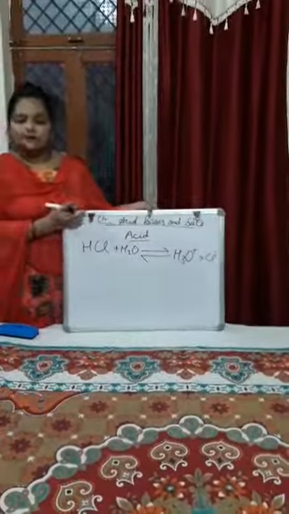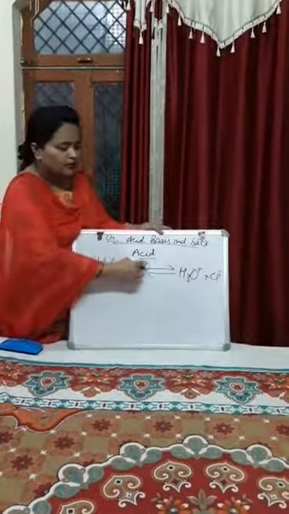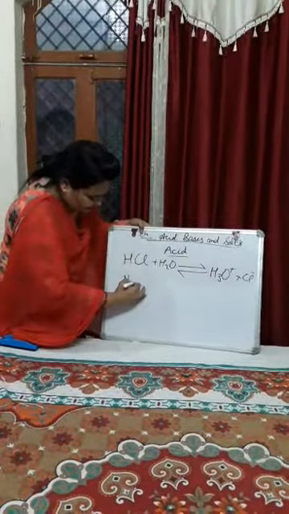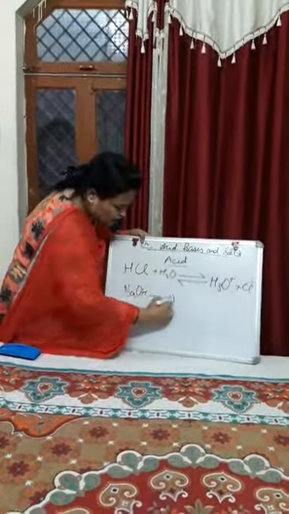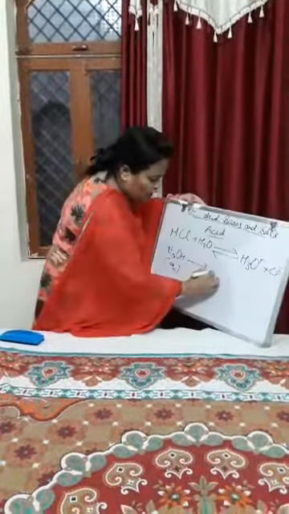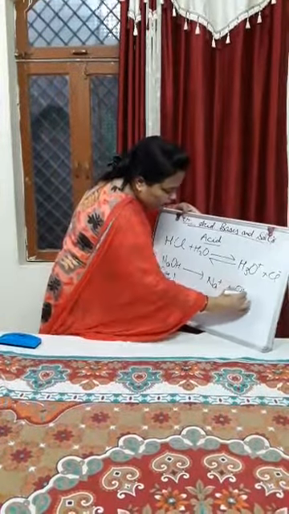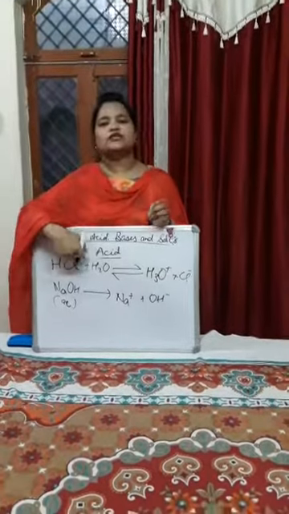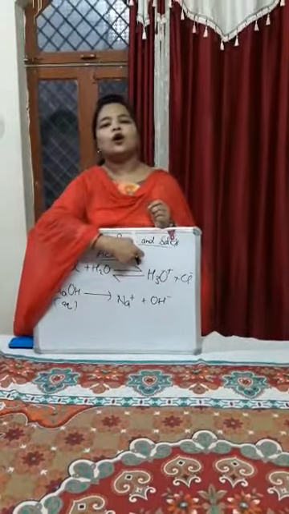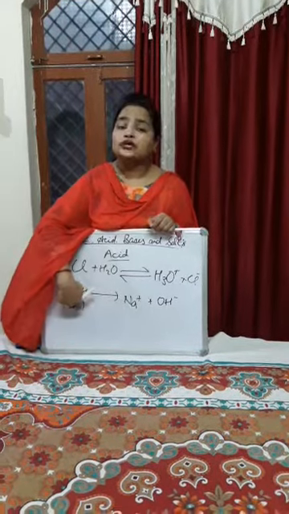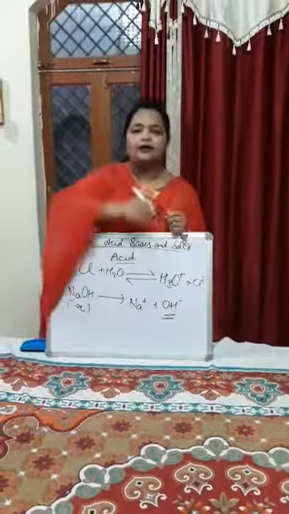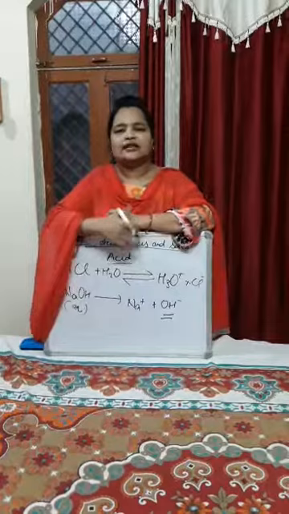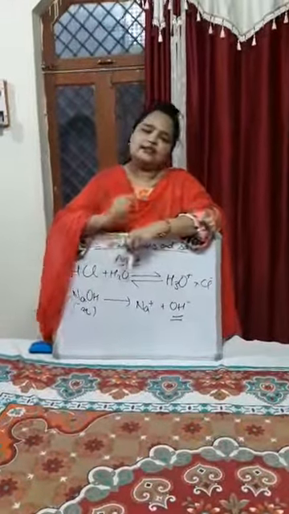So acids are those substances which on dissolution in water produce hydronium ion, and bases are the substances like NaOH, which when dissolved in aqueous form forms Na plus and OH minus. So according to Arrhenius's theory, the substance which on dissociation forms hydronium ion is called acid, and the substance which on dissociation forms hydroxide ion is called base. Okay. So this is the introduction of acid and base. Rest we'll discuss in the next video. Thank you.